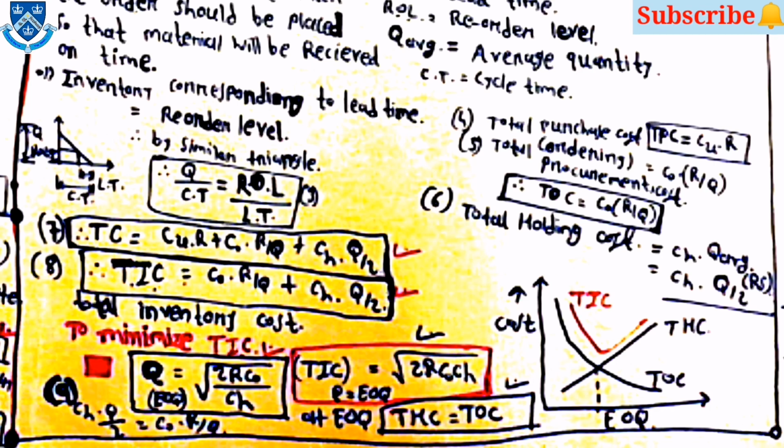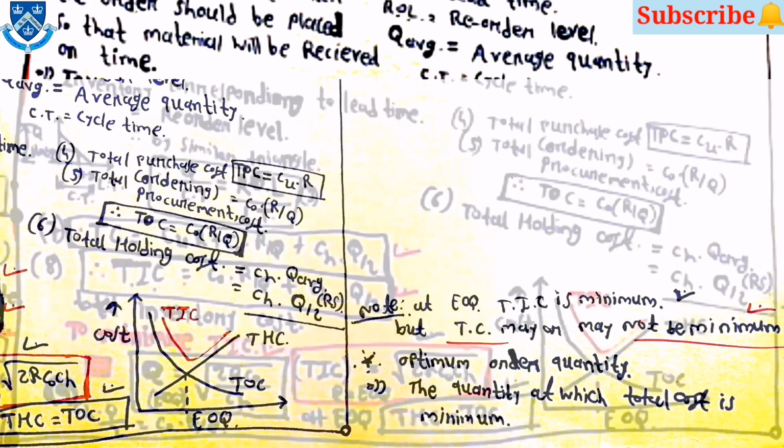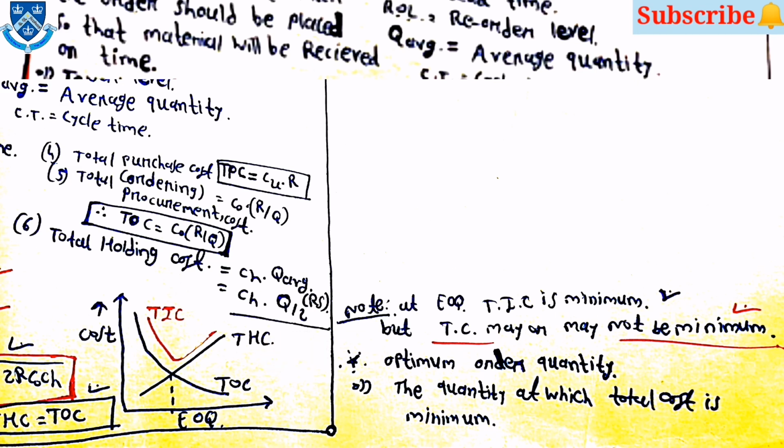To minimize the total inventory cost, Q is equal to under root 2 into R into CO by CH. Then TIC at Q equal to EOQ is equal to under root 2 into R into CO into CH. Here at EOQ, remember that THC is equal to TOC. Note that at EOQ, TIC is minimum, but TC may or may not be minimum. And the optimum order quantity is the quantity at which the total cost is minimum.